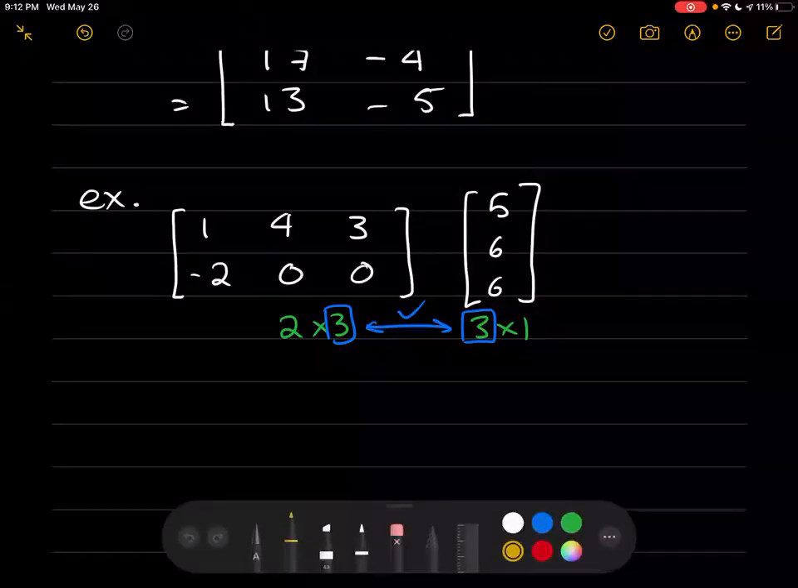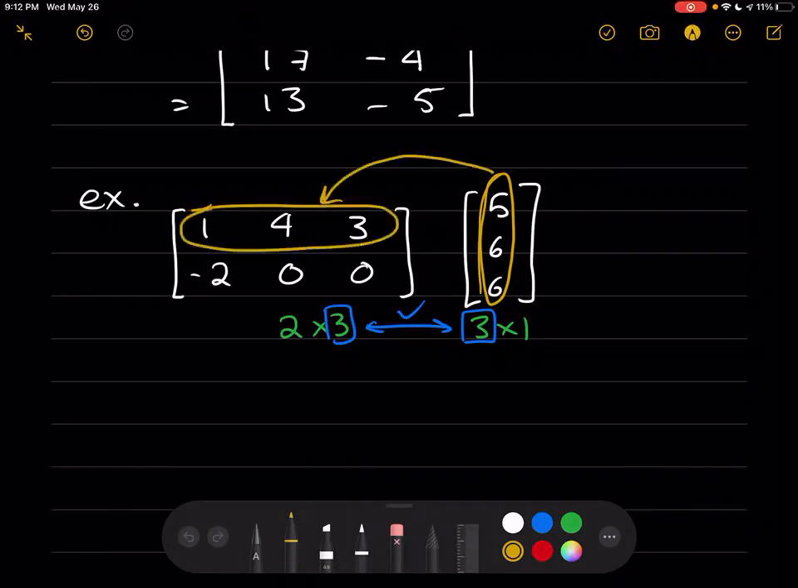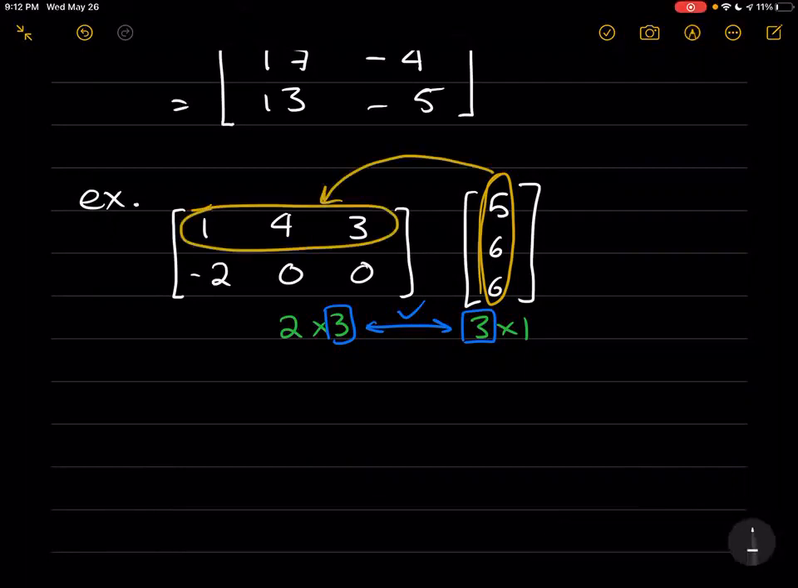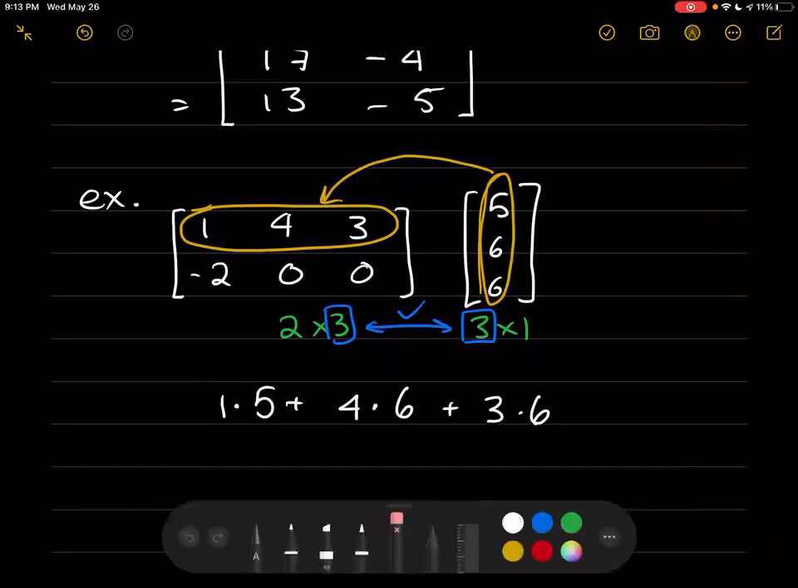So there's only 1 column here, so we only have to do this once. But we're going to take this column and we're going to combine it with this row right here first. And so when we do that, we get 1 from the first entry times 5 from the first entry of the second matrix, plus 4, the middle entry from that row in the first matrix, times 6, the middle entry of that column in the second matrix, plus 3, so that last entry in that row, times 6, which is the last entry in that column. And we need to make this a little bit bigger.